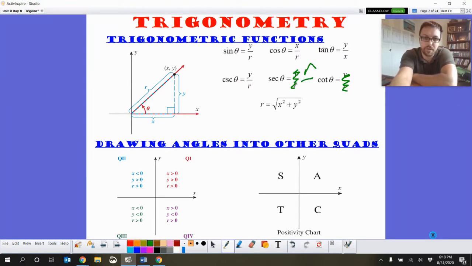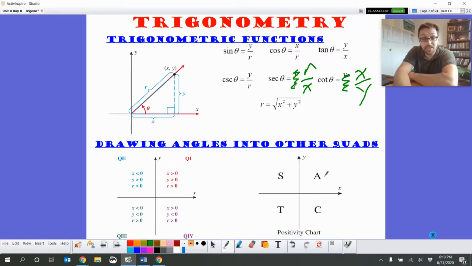So this is R over X, and then this is X over Y. Yuck. Cosine and secant, they're reciprocals of each other. Tangent and cotangent, they're reciprocals of each other. They're upside down versions.